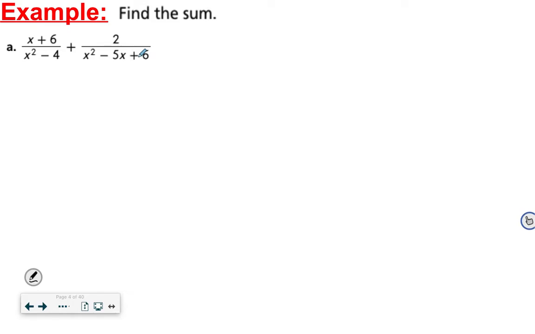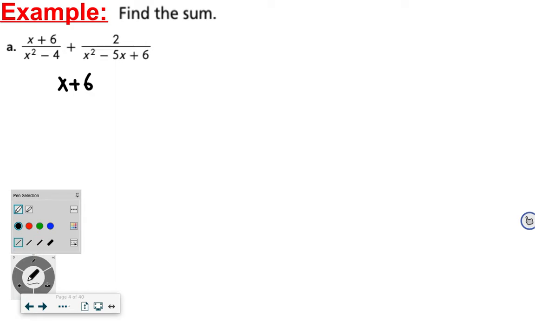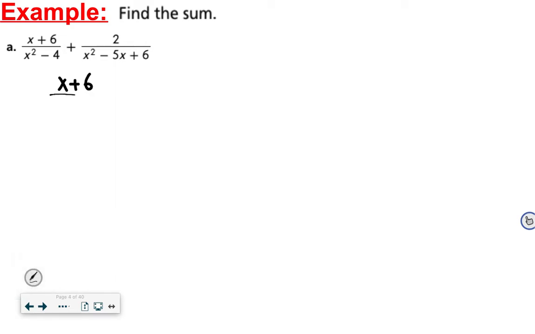This is the next question. Find the sum of two expressions. x plus 6 over, how can I write x squared minus 4 in factored form? x minus 2 times x plus 2, plus 2 over, if you try to factorize x squared minus 5x plus 6, you can get x minus 3 times x minus 2.